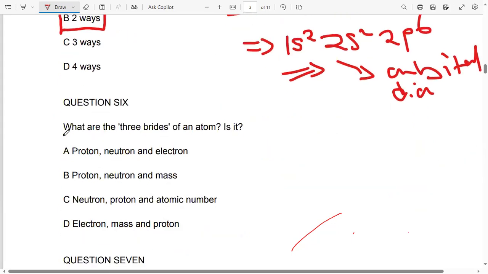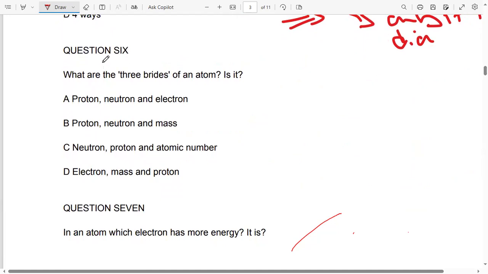All right, so let's look at question 6 then. Question 6 is saying, what are the 3 subparticles of an atom? They're just asking you what 3 subparticles are contained in the atom. So we know we have a proton, a neutron, and what? Electron. So A there is our best answer.